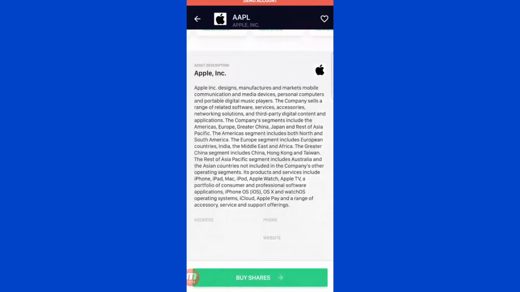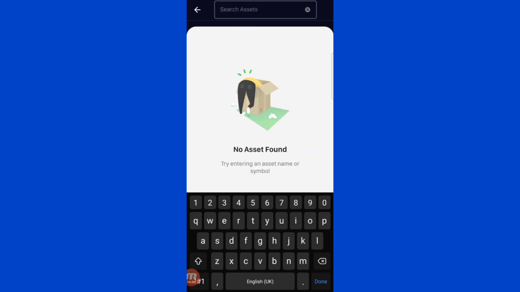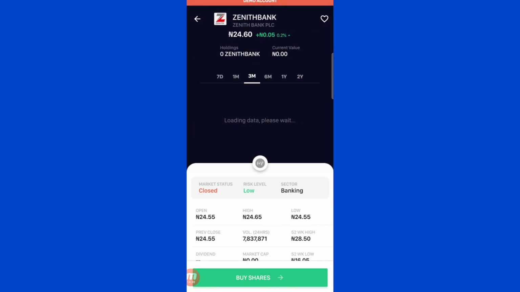And just go back. So basically, I have shown you how to buy global stocks on the Trove stock trading platform. Let's try to purchase a local stock right now, and let that local stock be Zenith as usual. And you can also see the graphical representation here.